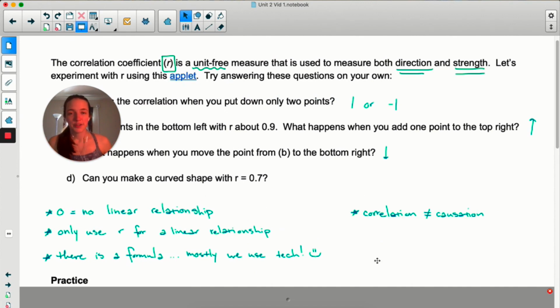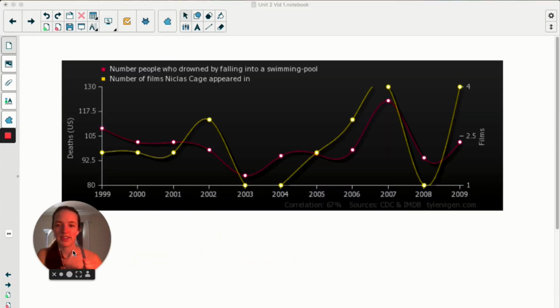And then the last thing to remember is that correlation does not equal causation. I'm sure you've heard this phrase before. Just because you have a scatter plot with a clear linear pattern doesn't mean that the explanatory causes the response. This is my favorite example of that.